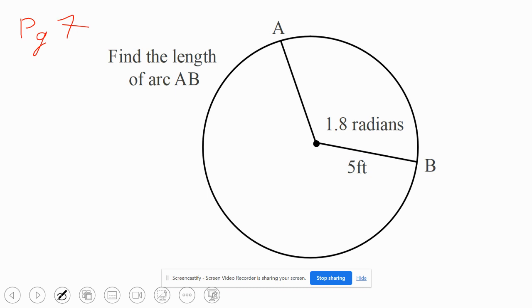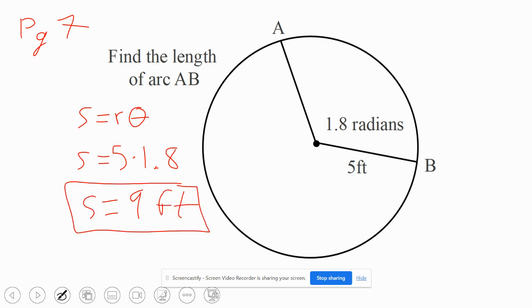Okay, so in this example, you are given a measure in radians. So I'm just going to do radius times radians. Pretty simple calculation. My radius is 5 feet. I have 1.8 radians. So all I have to do is multiply 5 times 1.8. Okay, and if you do that, you would get 9. So the arc length would just be 9 feet. S equals 9 feet. And yeah, that's basically all there is to that.